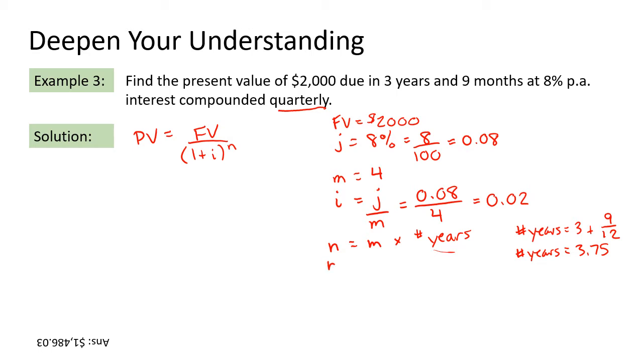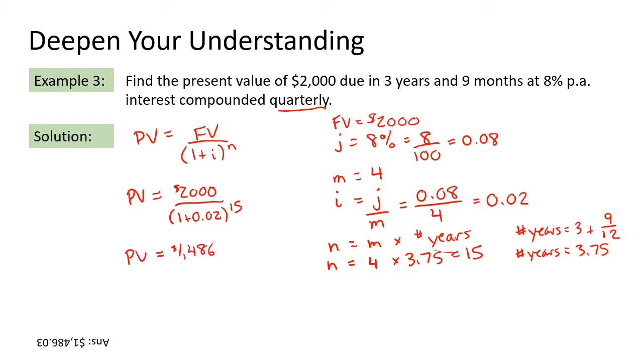So if you substitute that in, we get our total number of compounding periods is equal to 4, the number of compounding periods per year, multiplied by 3.75 years, and we get an answer of 15. Now if we substitute all these values in, we get our present value is equal to our future value, $2,000, divided by 1 plus 0.02, our periodic interest rate, raised to the exponent 15, our total number of compounding periods. If you calculate that out, you get a present value of $1,486.03.